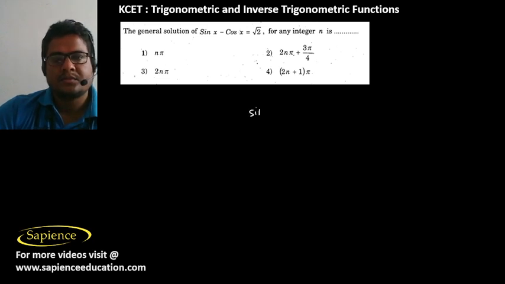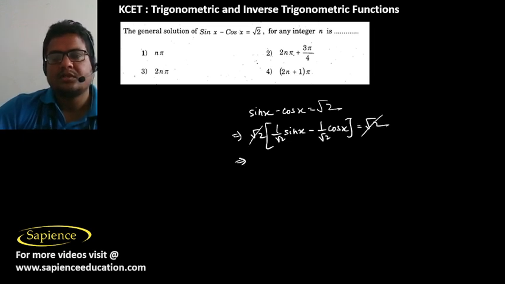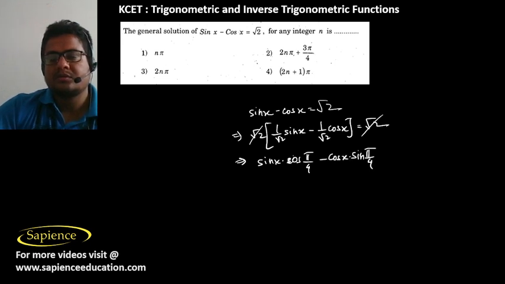Okay. So sin x minus cos x is equal to root 2. This can be written as root 2 into 1 by root 2 sin x minus 1 by root 2 cos x, that is equal to root 2. So root 2 and root 2 will get cancelled. Now 1 by root 2 can be written as cos pi by 4 and sin pi by 4, so sin x into cos pi by 4 minus cos x into sin pi by 4 is equal to 1.